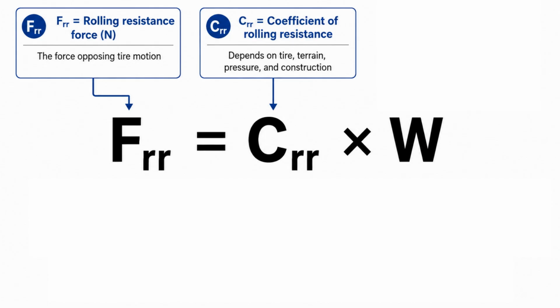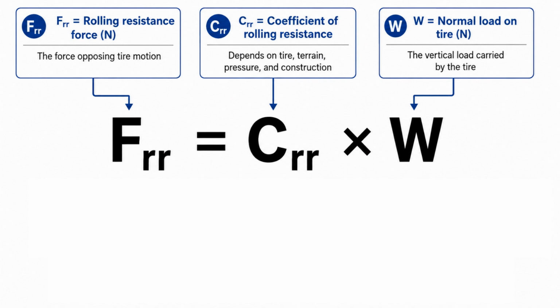CRR is the coefficient of rolling resistance. It depends on factors such as tread design and terrain condition. W is the normal load carried by the tyre, also measured in newtons. The relationship is straightforward. If the tyre load increases, rolling resistance increases.